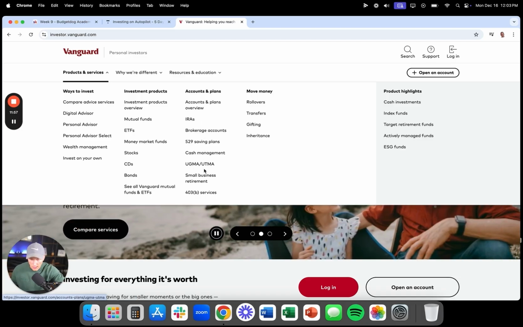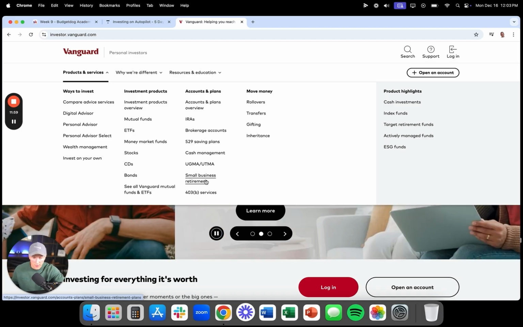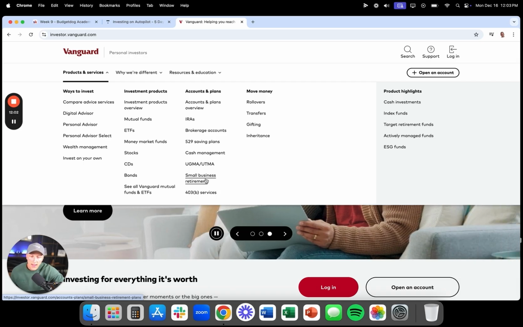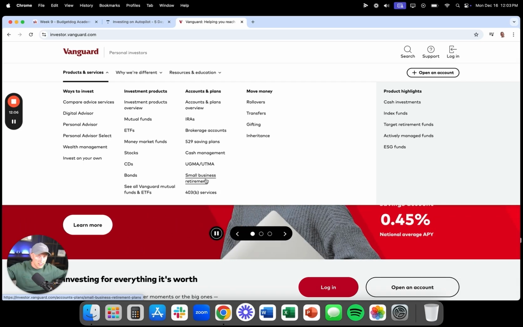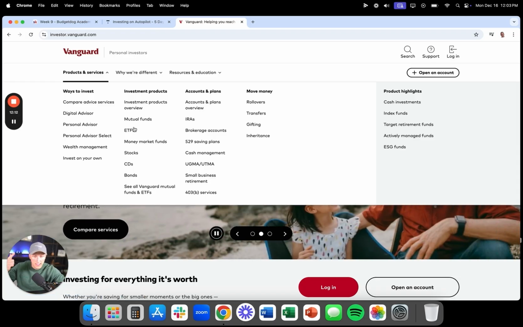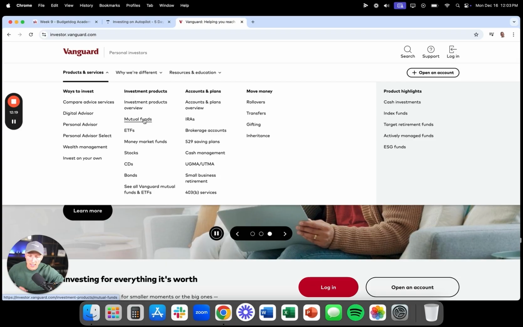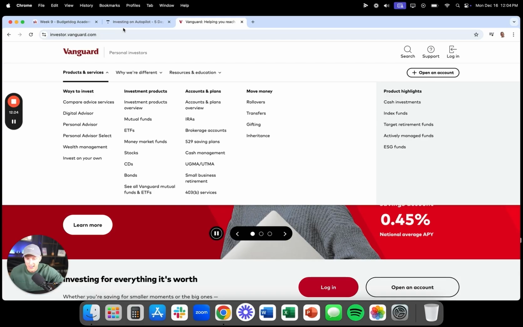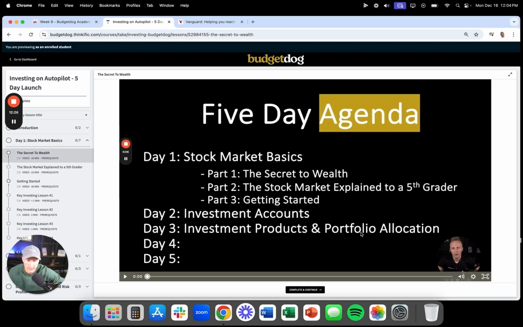Maybe it's an UGMA, maybe it's a 529, maybe it's a small business retirement, like a solo 401k. Then within all of those accounts, so we put the 8,000 in the 401k, the 7,000 in the IRA in this example, now we need to select the investments within, which are mutual funds, ETFs, money market funds, individual stocks, maybe CDs, maybe bonds. Understanding these is key. Now, you're going to naturally ask, well, what should I do? How should I pick these, right? And that's where we talk about investment products and portfolio allocation.